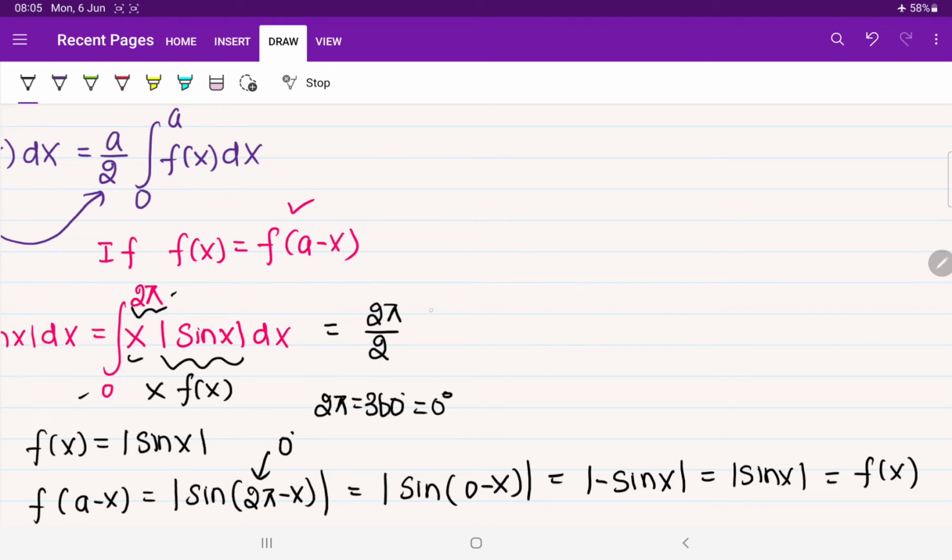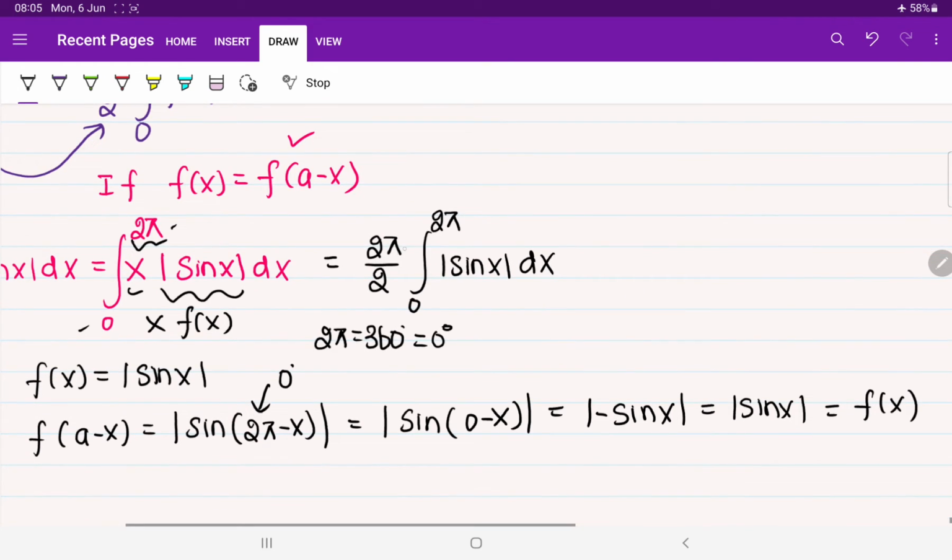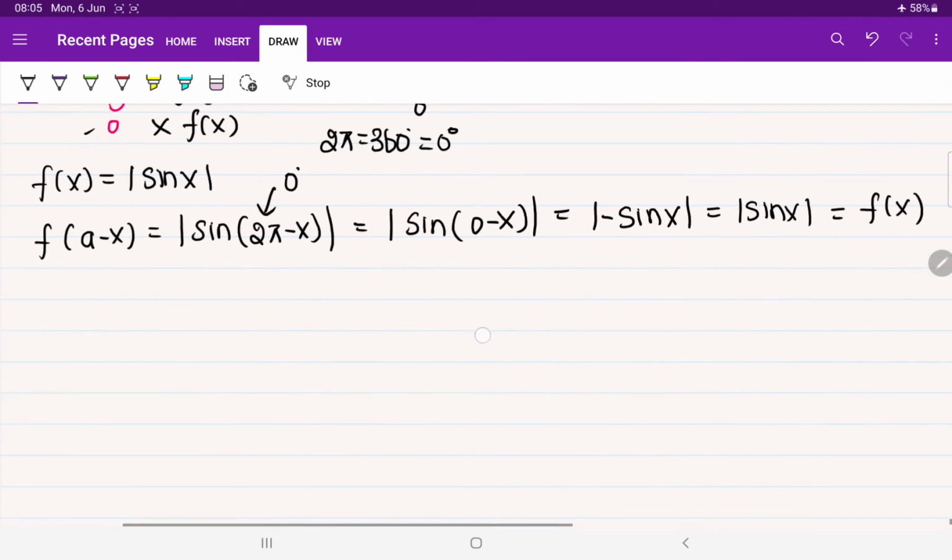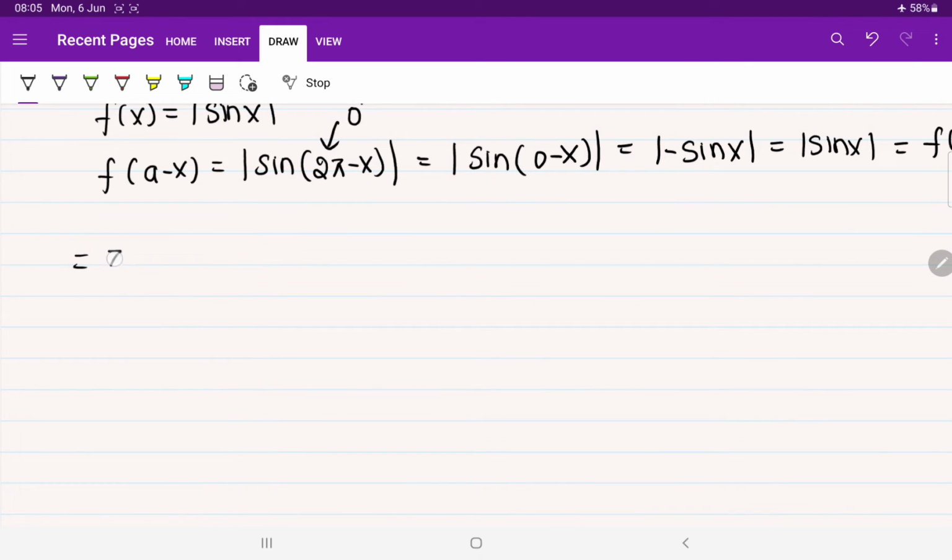So a by 2 limit can be written in the same way, 0 to 2 pi. Only f of x now you have to consider, f of x is mod sin x into dx. So just we have applied the property. So 2 will get cancelled. Finally we got pi, limit going from 0 to 2 pi, mod sin x into dx. Okay sir, how can I proceed further from here?